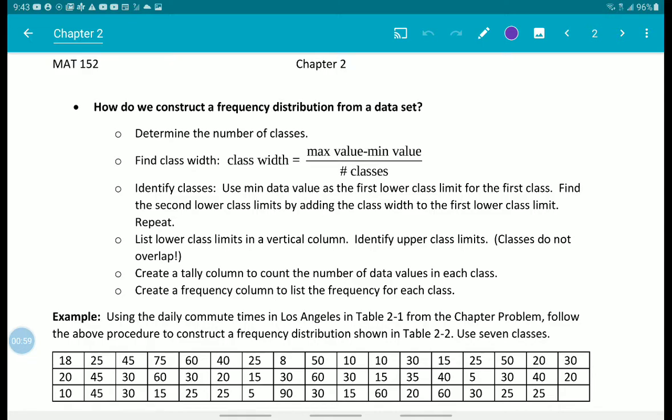Then we're going to identify what those classes are. We use the smallest data value as the first lower class limit. Then we add our class width to get where the second class starts, the lower class limit for it, and then where the third class starts, and so on. Once we know all the lower class limits, we'll be able to find the upper class limits easily. Then we start putting the data into a frequency distribution, and I like to do that using a tally column. So let's do that.